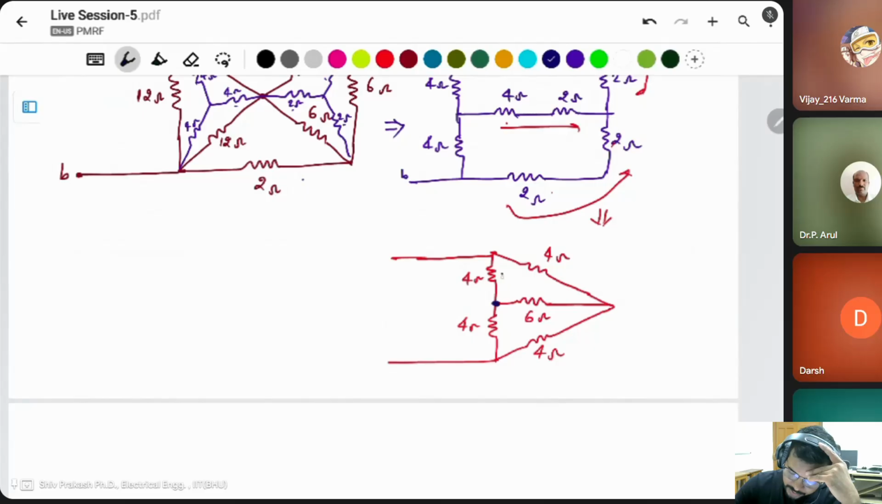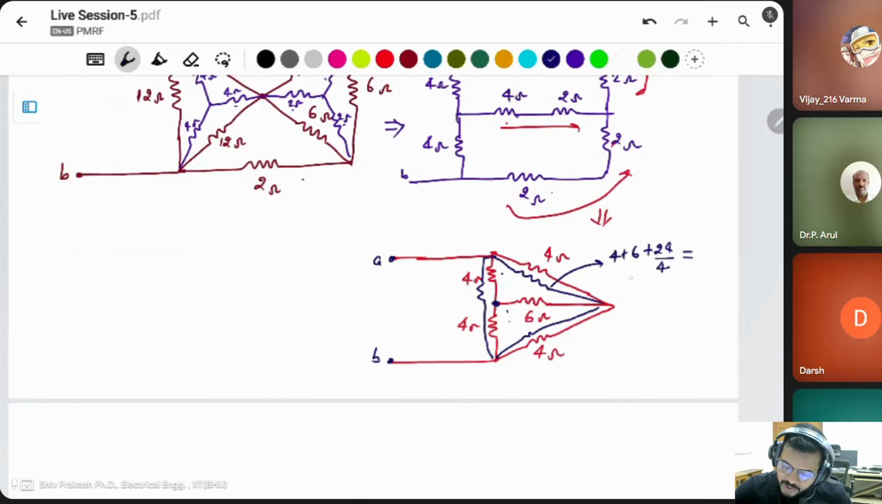There is another star. You can convert this thing into delta. What is this resistance? This resistance is connected between this 4 ohm and 6 ohm terminal. Then star to delta conversion: sum of these two, 4 plus 6, plus multiplication of these two, 24, divided by the other, which is 4. This will be 4 plus 6, 10, plus 6. This will be total 16 ohm.